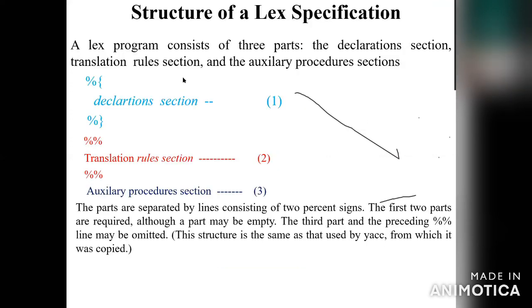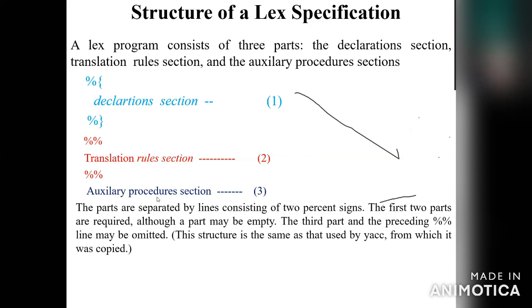Here there are three parts. One is the declaration section, the other is the translation rule section, and the third is the auxiliary procedure section. You start with the declaration section. You first open with percentage open brace and close with percentage close brace, and in between you write the declaration part. Then the translation rules start with a double percentage and end with a double percentage. In between, you write the translation rules.